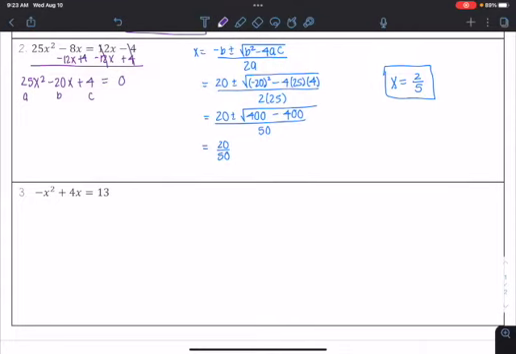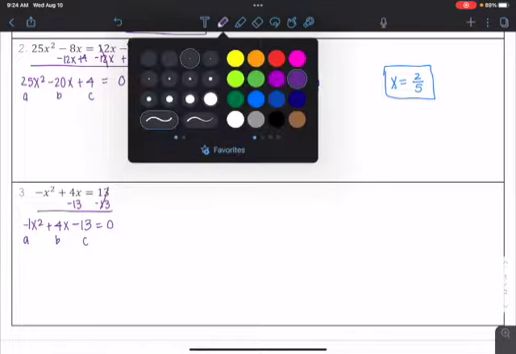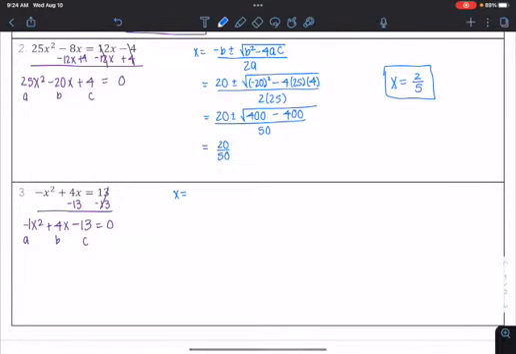Okay, now let's look at one more. Here I have negative x squared plus 4x is equal to 13. First, I need to put this in standard form, so I need to subtract 13 from both sides. When I do that, I get negative x squared plus 4x minus 13 is equal to 0. Next, I want to label my a, b, and c. My a here is going to be negative 1, b is 4, and c is negative 13. And so I have my formula x equals negative b plus or minus the square root of b squared minus 4ac all over 2a.